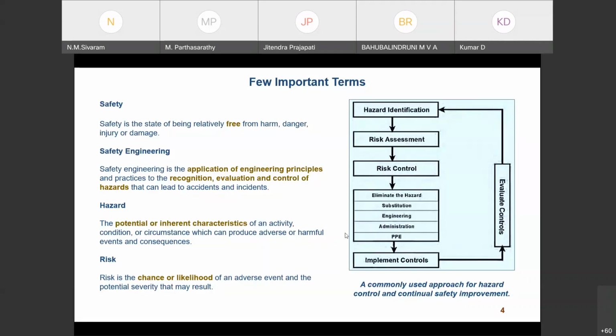So these are a few important terms which are very important in industrial safety engineering. These are very fundamental terms, without which we cannot have a proper understanding of this particular session. That's why I'm insisting on these particular terms, especially the hazard and risk. The hazard is a potential danger.